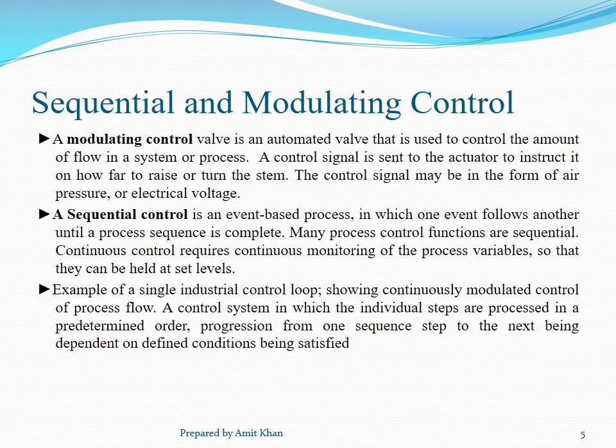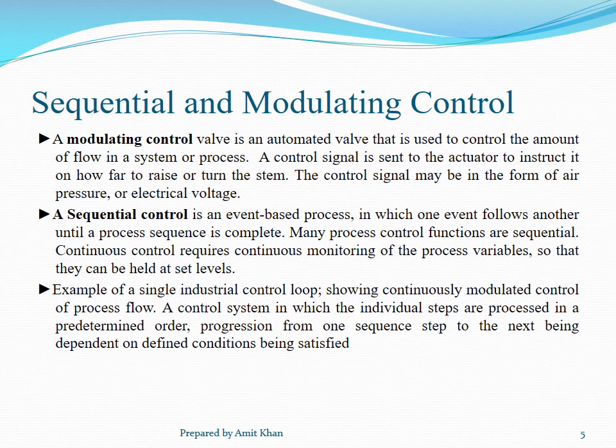Then comes sequential and modulating control. A modulating control valve is an automated valve that is used to control the amount of flow in a system or process. But a sequential control is an event-based process in which one event follows another until the process sequence is complete. Here is an example of a single industrial control loop showing continuously modulated control of process flow.